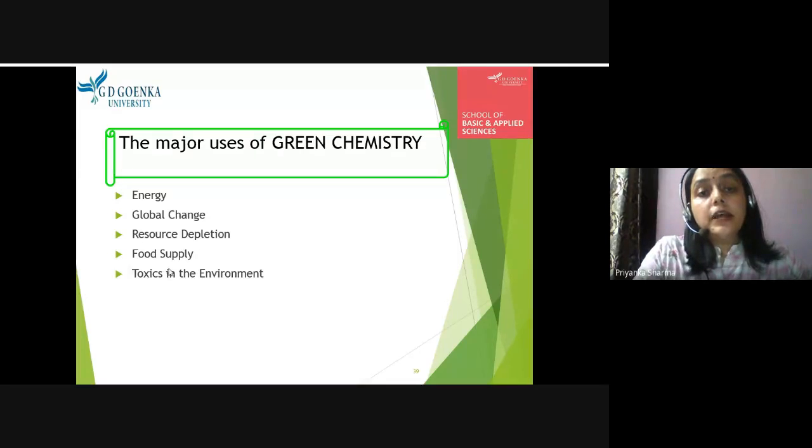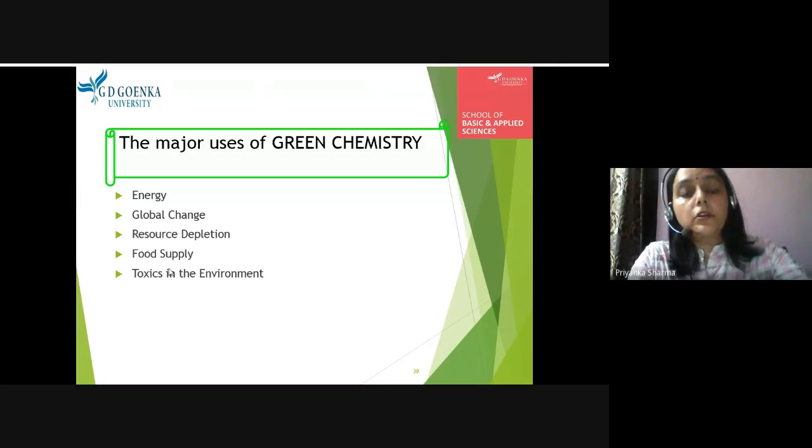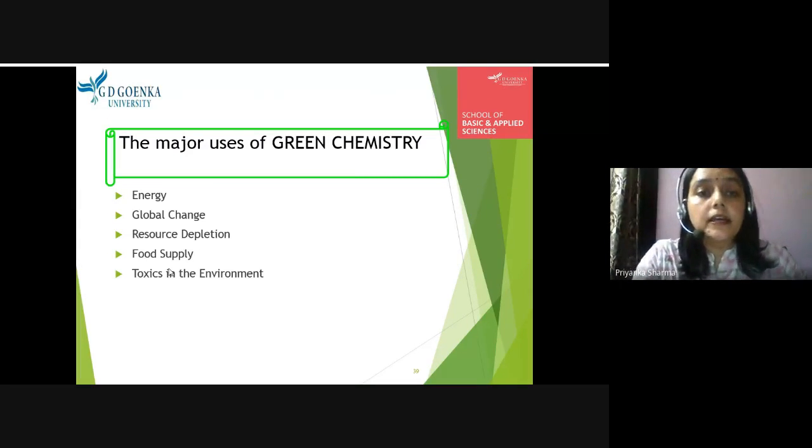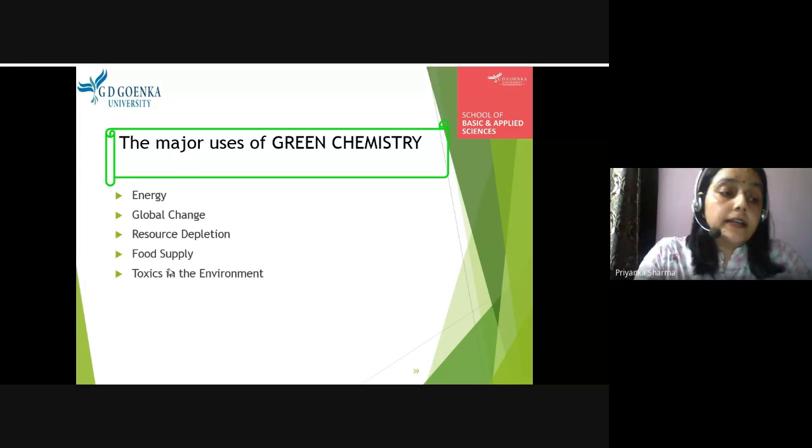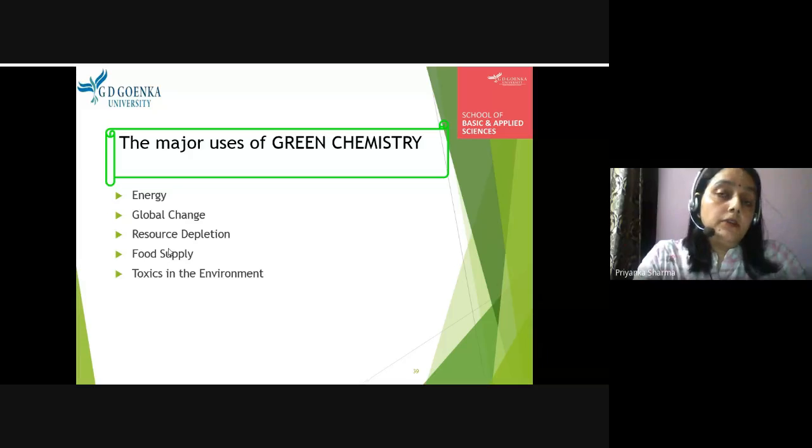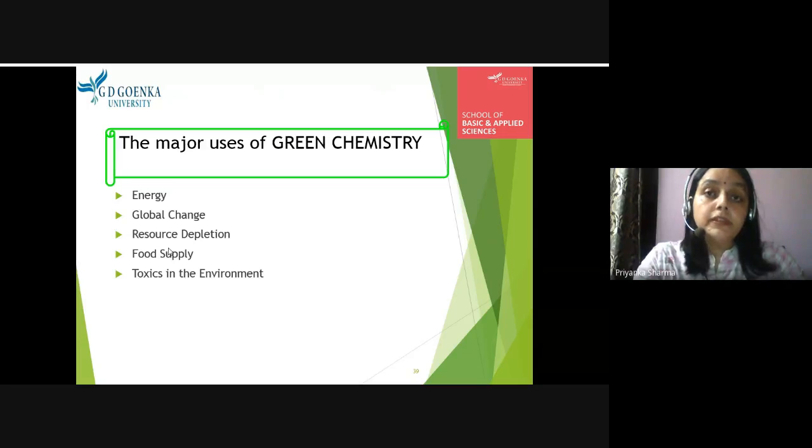Another use is in the food supply. In conventional agriculture, we are not able to fulfill the needs of everyone. With the help of green chemistry, we can use certain pesticides or fertilizers which are very specific as well as biodegradable too. So that can fulfill the needs of a growing population.